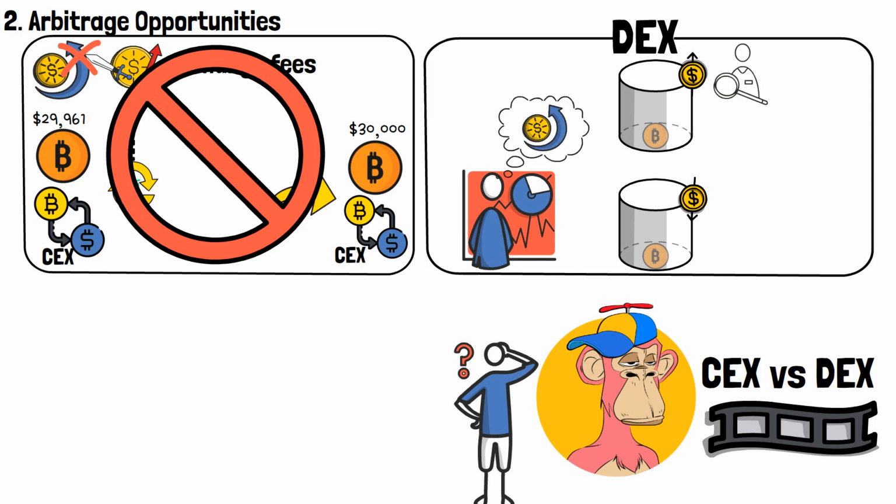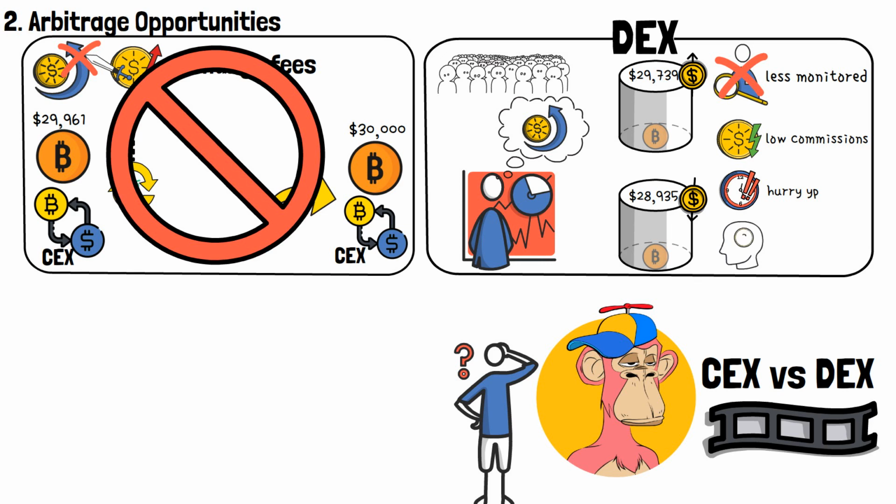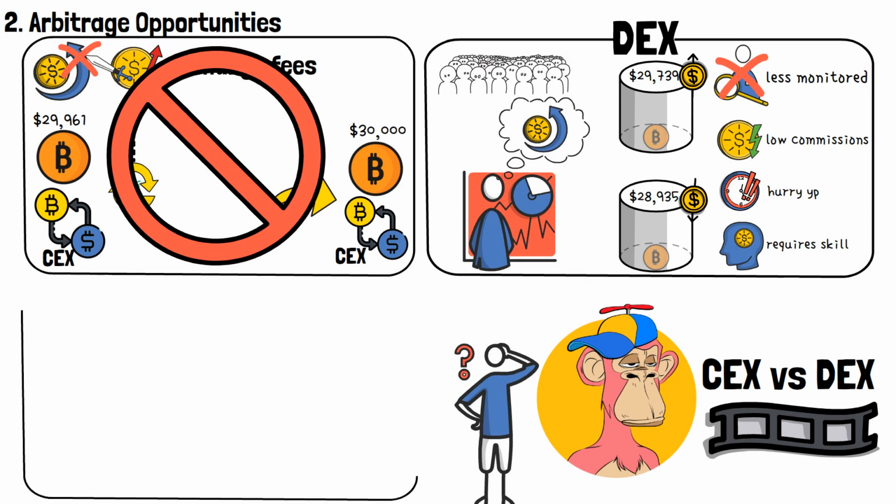What's more, DEXs are often less organized and less monitored than centralized exchanges, and this makes it more likely that price differences will arise. And it's worth mentioning that, unlike centralized exchanges, decentralized exchanges are more likely to apply lower commissions. Naturally, these opportunities are not long-lived. If they were, everyone would just capitalize on them until the liquidity pools dried out. Therefore, it takes a skillful arbitrage trader to identify these opportunities, make an informed decision, and act upon it quickly.